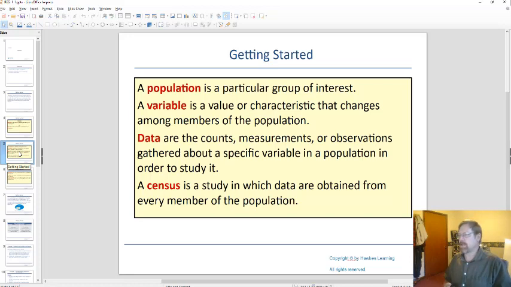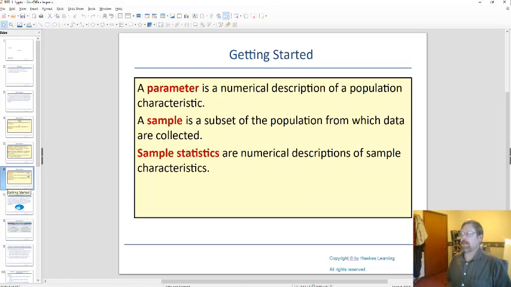Census is a study where you obtain data about every member of the population. We're in a census year right now. They're trying to obtain data about the entire population of the United States. Parameter is a numerical description of a population characteristic. So this would be that SAT score, but not the eye color, right? It's a numerical description.